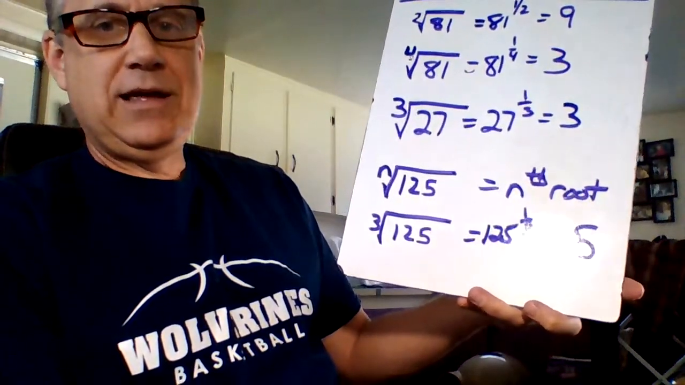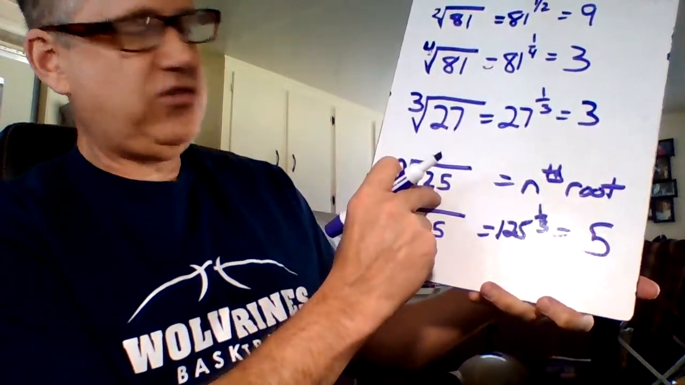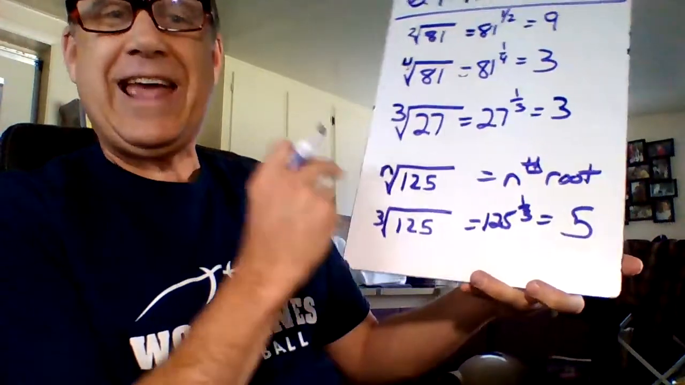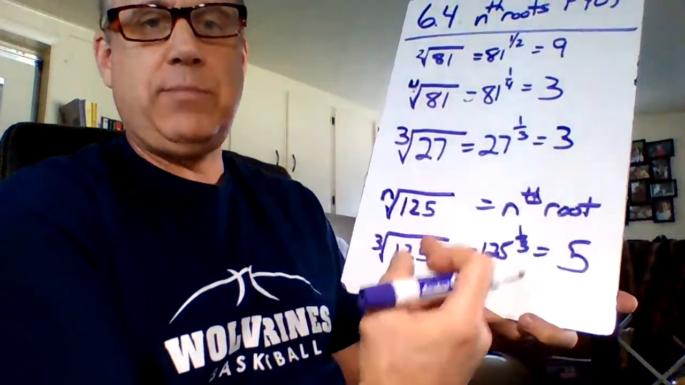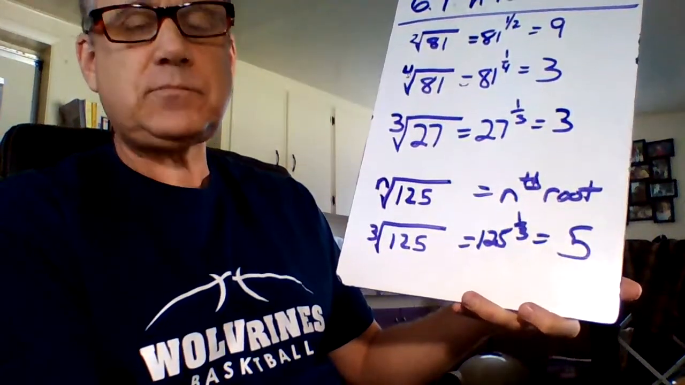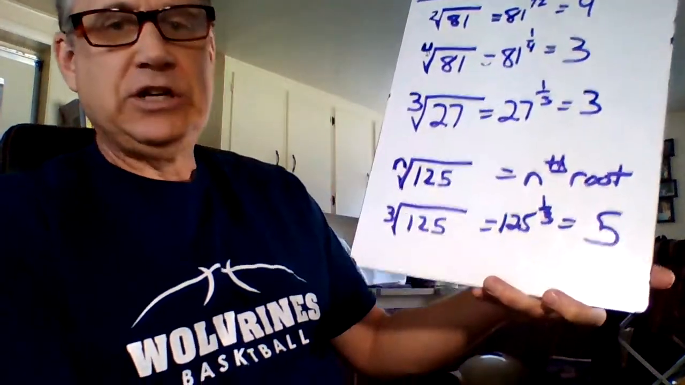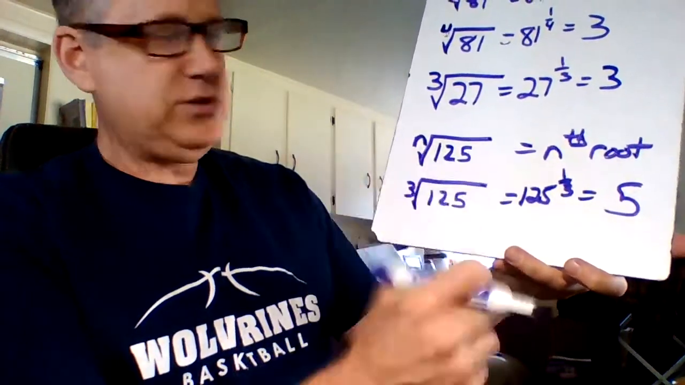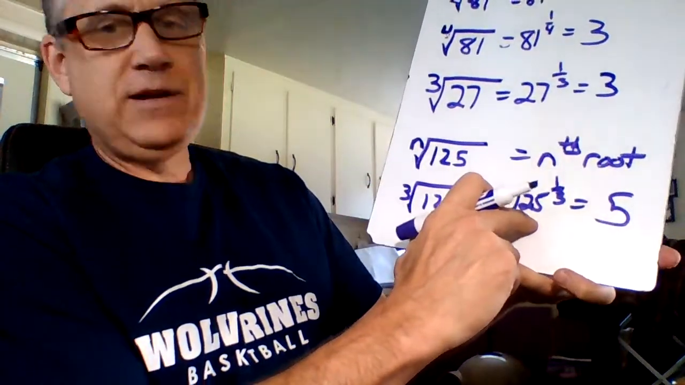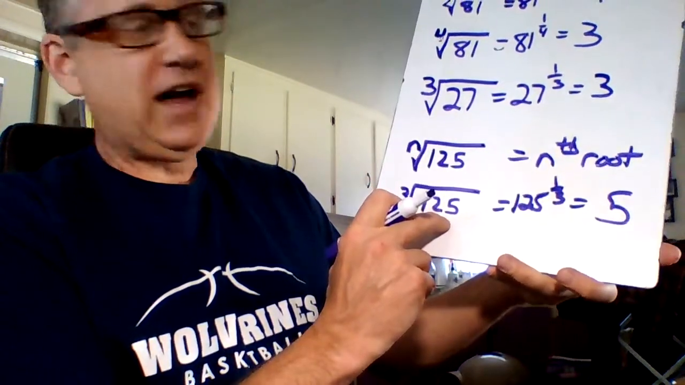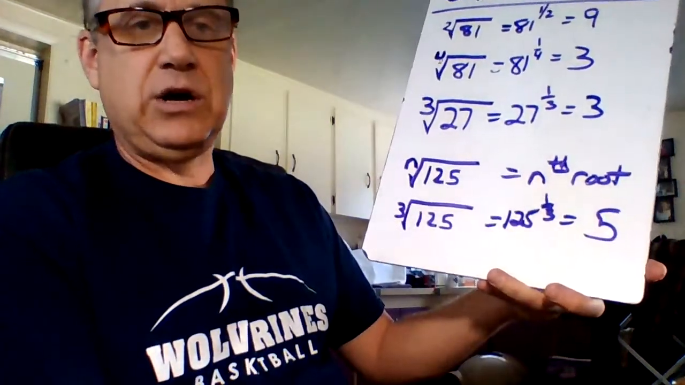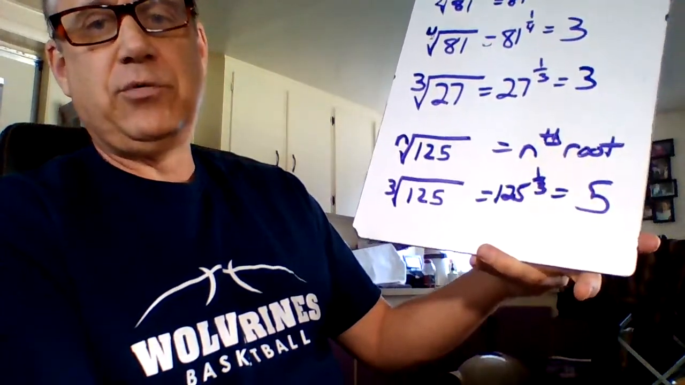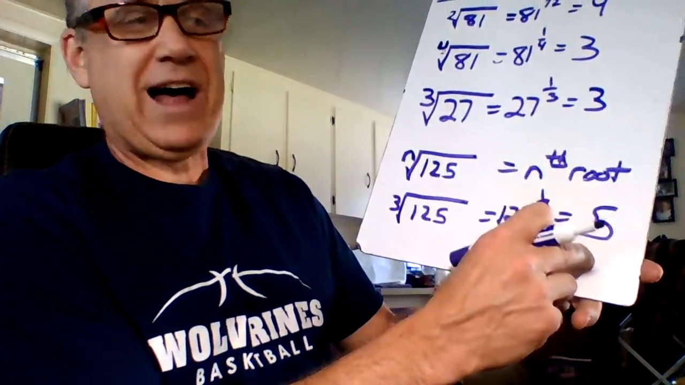Okay. The nth root of 125. Whatever number we put outside the root, that's where we get the nth root. So if we were to put a 3 down here, it would be the third root of 125. We know that if it ends in a 5, your root is going to be something with a 5 in it. So the third root of 125 is 5.